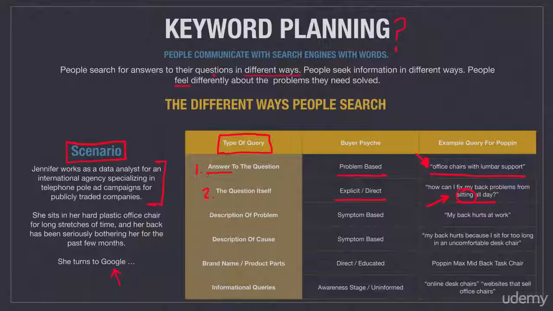So moving on, another type of search that people do is the description of the problem. This is what's called symptom-based. It's not really asking a question. It's just typing in the symptoms of the problem. So: my back hurts at work. That's a symptom of a problem of having a bad and uncomfortable chair. And that's a very common way people search. It's further earlier on in the buyer process. These are usually keywords with less commercial intent. But keep in mind, this is a very common way people search, and we want to keep an eye out for that.